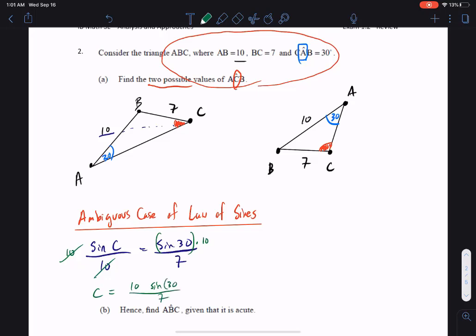So sine of C would equal 10 sine of 30 over 7. Of course, the sine of 30 degrees, if you know your unit circle, is a half. So this is 10 times a half, which is 5, over 7. That's the sine of C, not C. So to find the value for C, we will just find the sine inverse of 5 over 7 to get rid of the sine. So the sine inverse of 5 over 7, and I'll put that in a calculator.